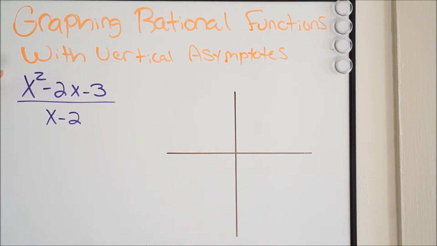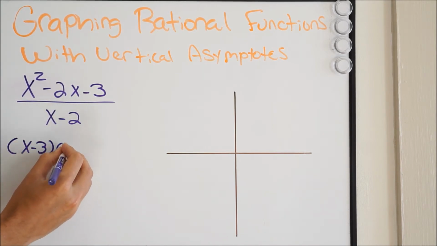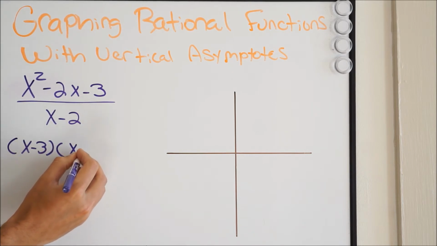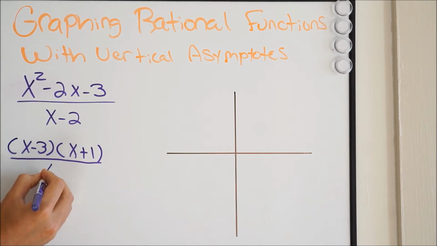Looking at my numerator here, I can definitely factor this. So let's go ahead and factor this. And again, if you want to use the AC method here, you can, but as you get more and more comfortable, you may not need to. So I'm just going to go ahead and factor this. When we factor the numerator, we'll have x minus 3, and then we'll have x plus 1, and this will all be over x minus 2.